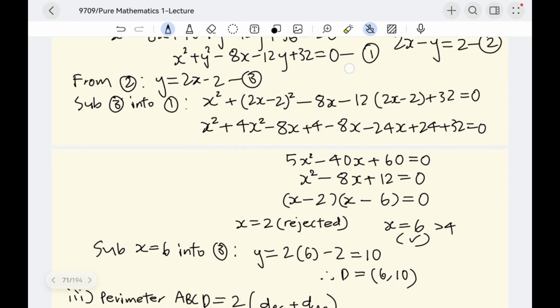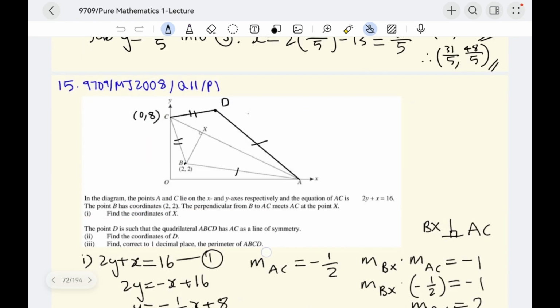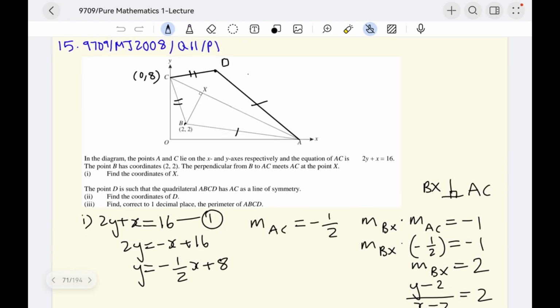So I have the square root of 2 minus 0. Maybe I have to write the coordinates first. I need to recall that I have to find the coordinates of A as well. So when y equals 0, what will be your x? Must be positive, right? Okay, so when y equals 0, what will be your x? The x is 16. So it means the coordinate of A is 16, 0.